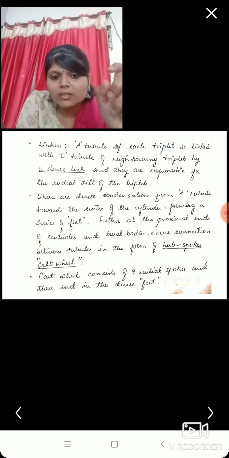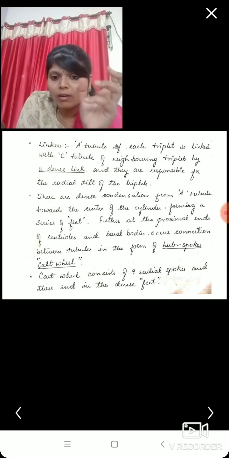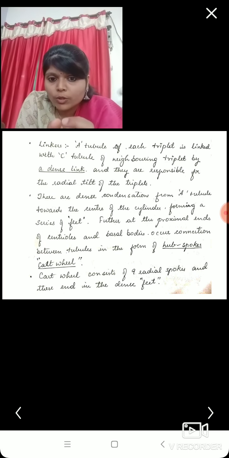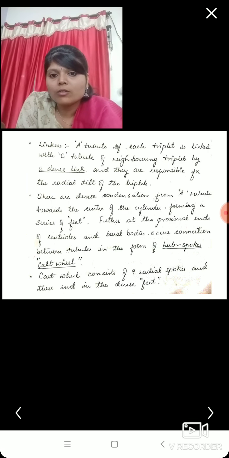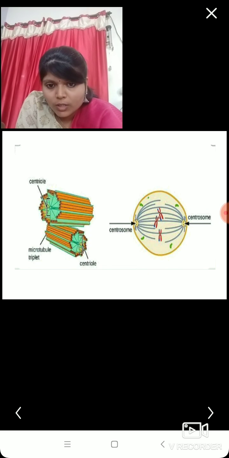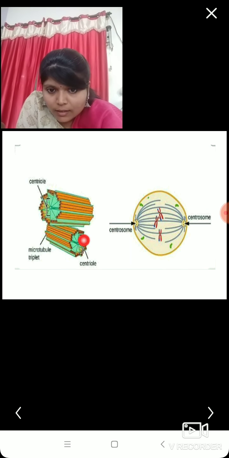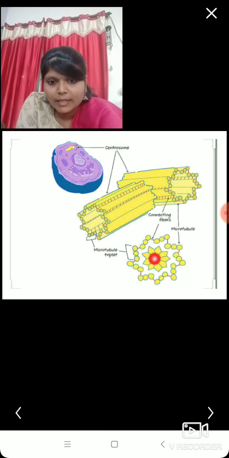Further, at the proximal ends, the centrioles or the basal bodies have connections between the tubules in the form of hub and spokes, also called the cartwheel. See here in this picture, the cartwheel connections and the hub in between, which you can see very clearly.